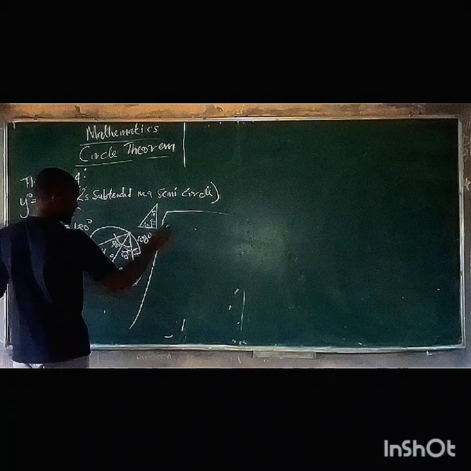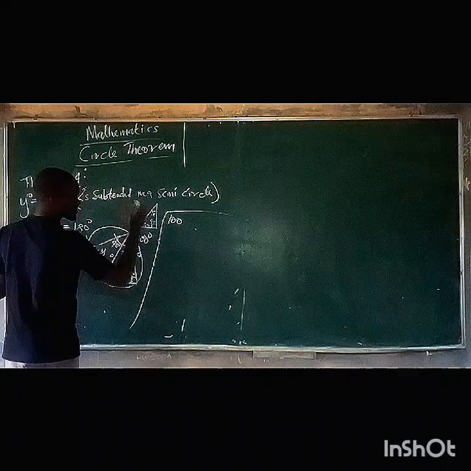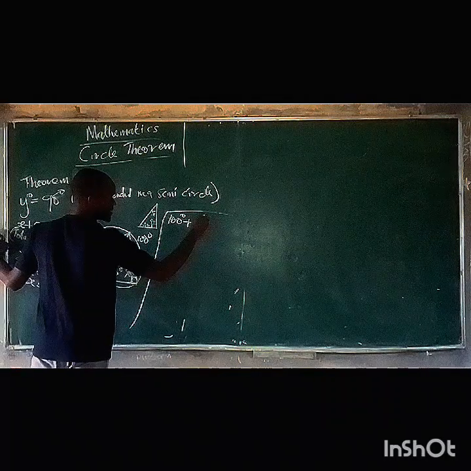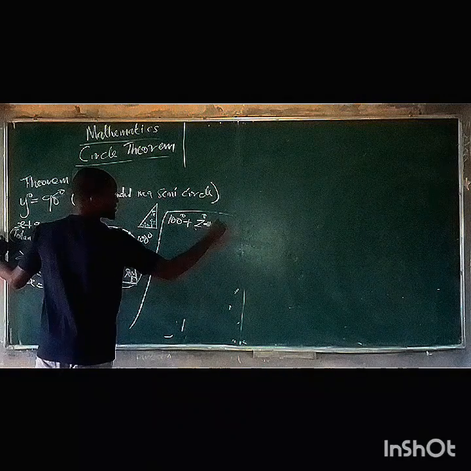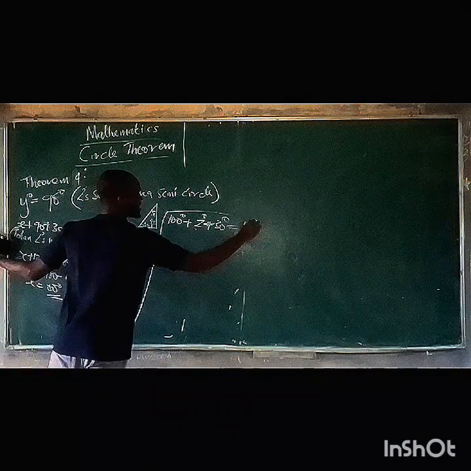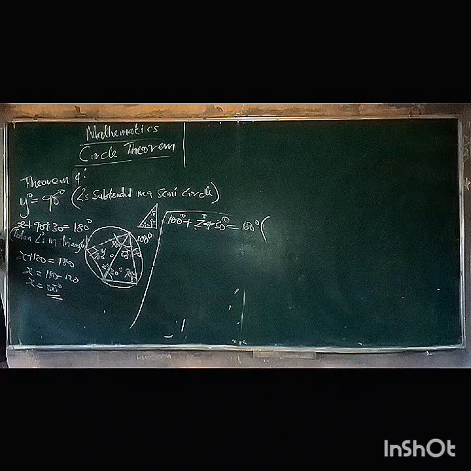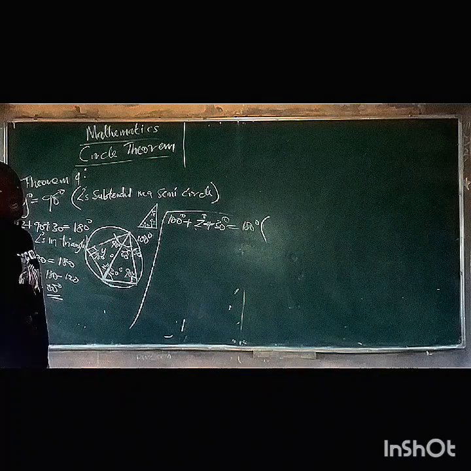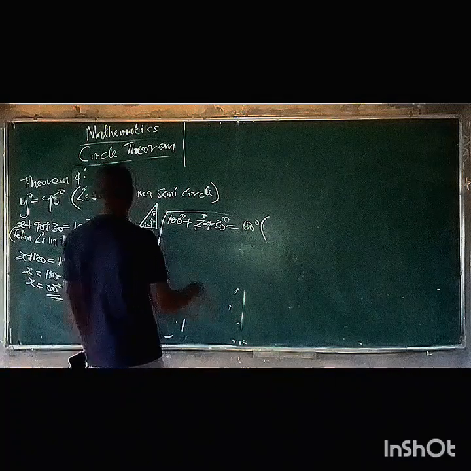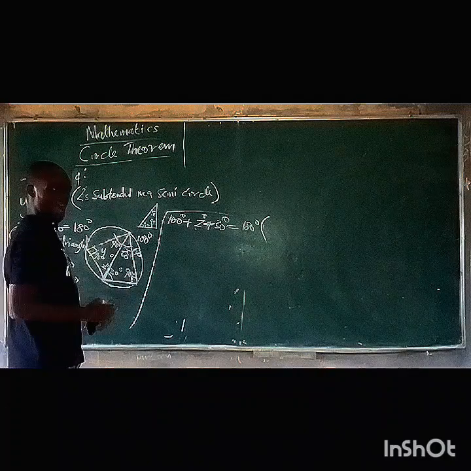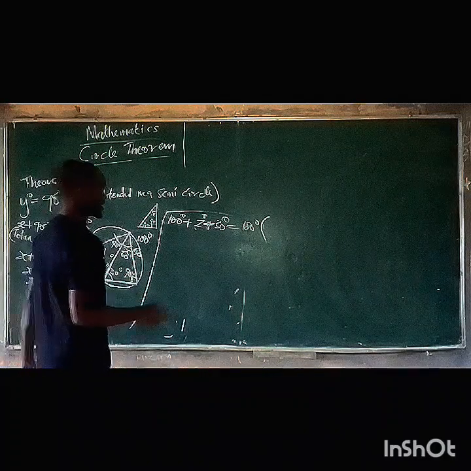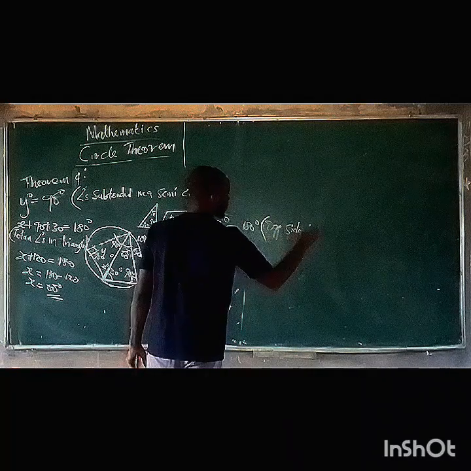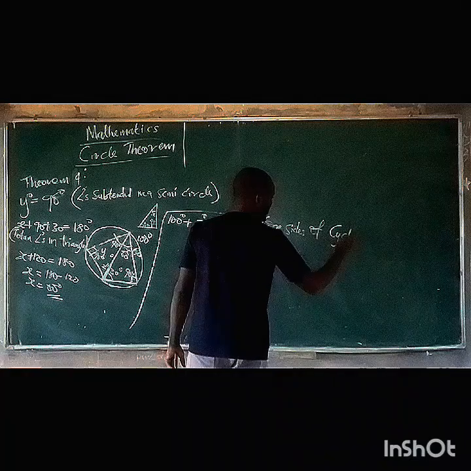So how do we solve it? We say that 100 degrees, that is from the upside, plus the one that is down. There are two angles there: z degrees plus 30 degrees. All of them are supposed to give us 180 degrees. Why? Everything down plus everything up, you're supposed to sum them together to get 180 degrees. Because we said opposite angles of a cyclic quadrilateral are supplementary, that means it equals 180.